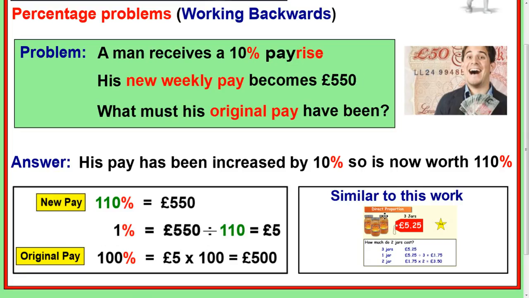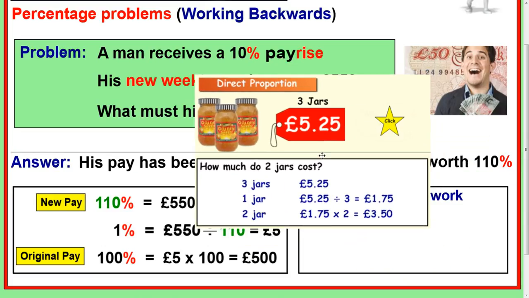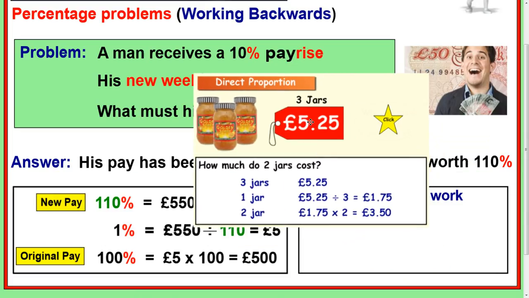It's really a proportion question. It's very similar to this idea here. If you know the cost of 3 jars and you're asked for the cost of 2, the easiest thing to do is get down to 1 jar and then double it. So 3 jars is 525, so if we divide that by 3 you get 1 jar, similar to getting 1% here, divided by 110. And then to get 2 jars you times that by 2. Again, to get 100% you times this answer here, £5 by 100.